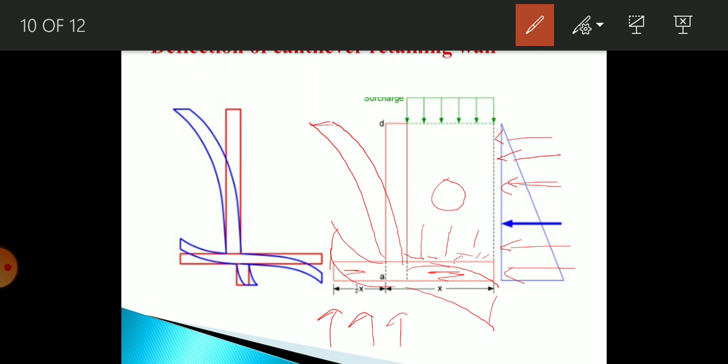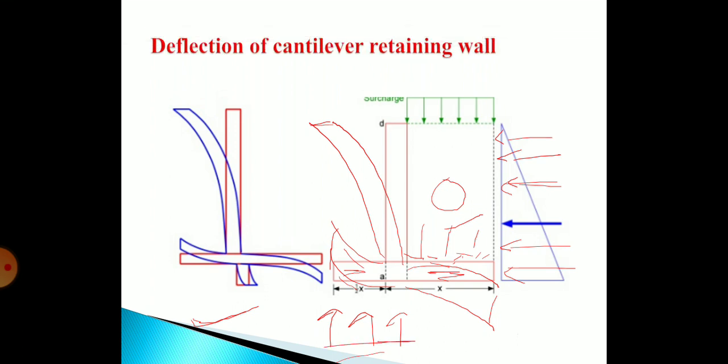So finally we will get, this is the shape of deflection. The stem will bend towards the left side, heel slab will bend in downward direction, and toe slab will bend in upward direction. This stem will bend due to lateral pressure, heel slab will bend due to backfill, and toe slab will bend due to upward soil pressure. So this is the deflection diagram.